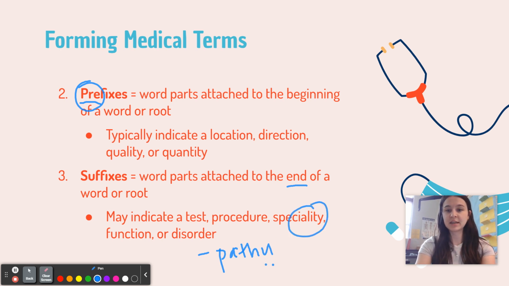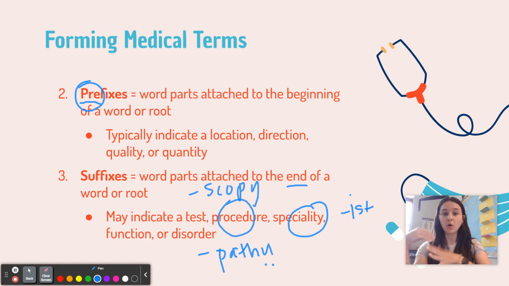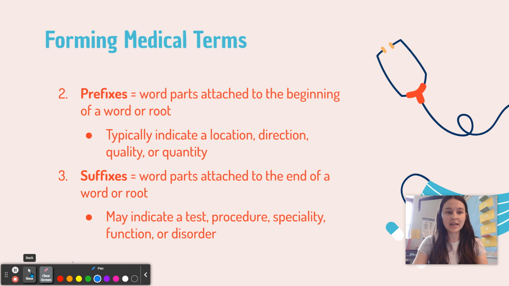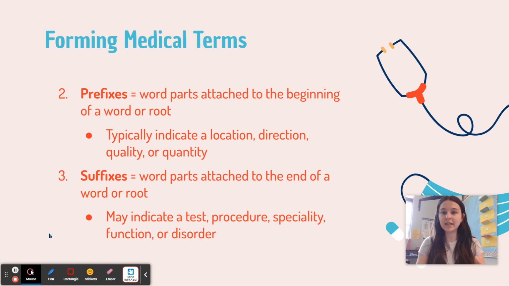If it's a specialty, if I put the suffix ist at the end of something, like a dentist, that tells me that they specialize in teeth. For a procedure, I might use the suffix scopy. Like a colonoscopy has that word part in it, and that is a viewing of our intestine or our colon. Okay, so adding these word parts can give us more meaning than just that word root.